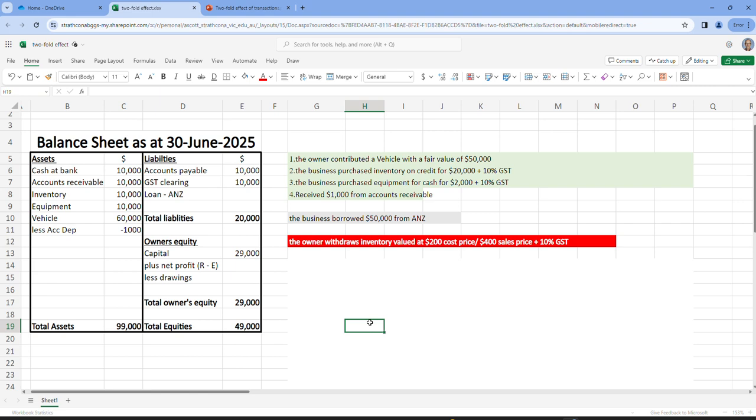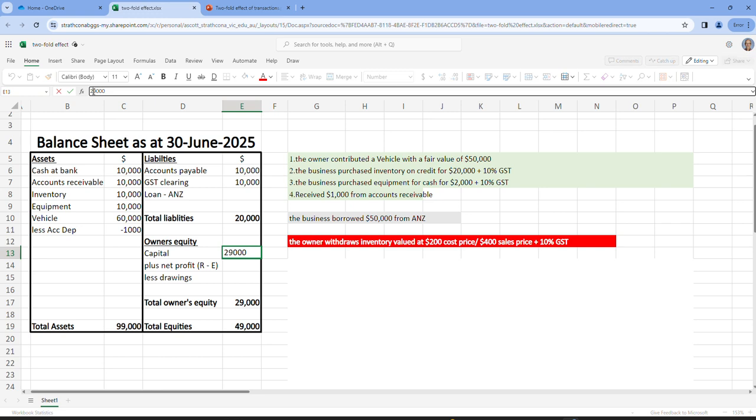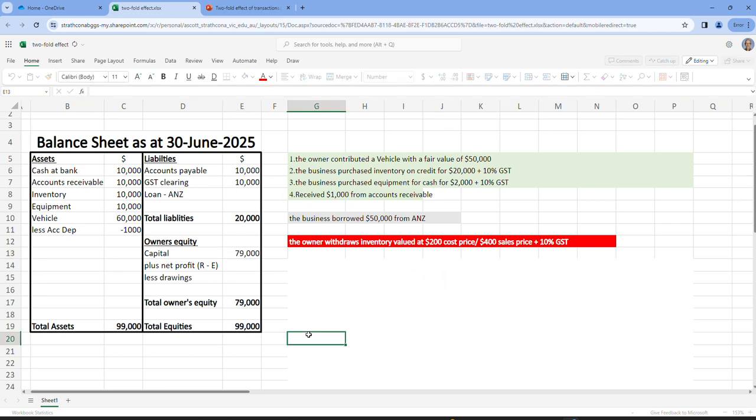So then we need to record the twofold effect. So how have we funded that vehicle? Capital. The owner has made a contribution, which increases their residual claims. So that is also going to go up by $50,000. Assets still equals L plus OE.